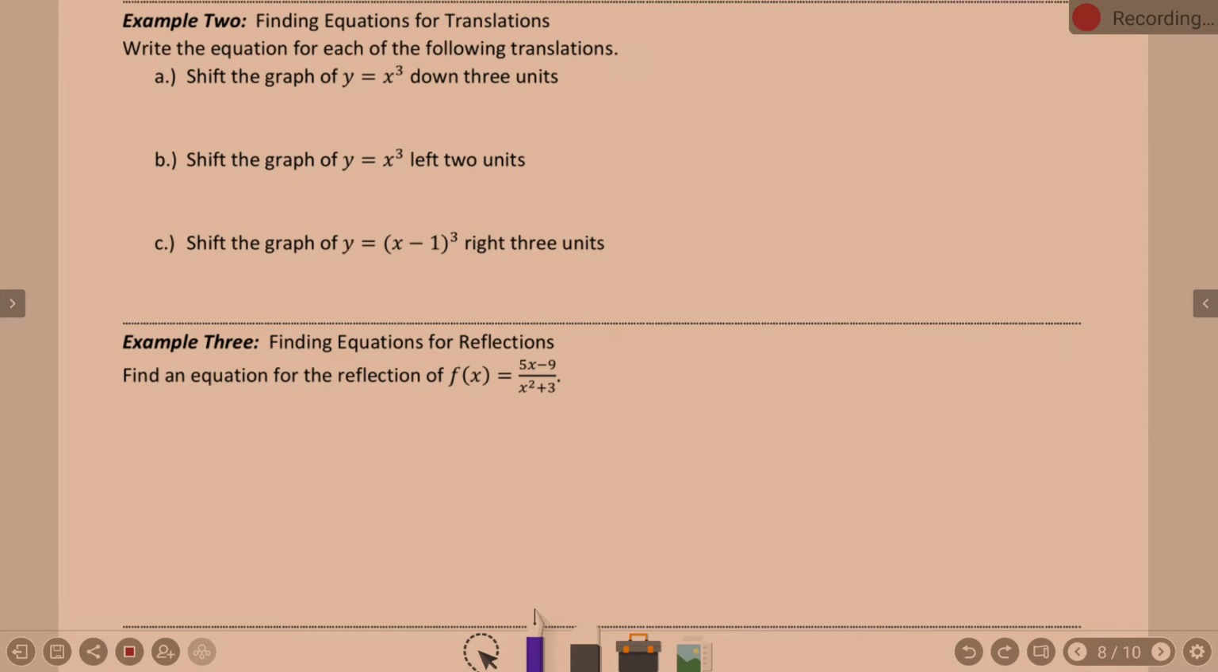So y equals x cubed. Okay. So they're telling us y equals x cubed. That's my base graph. They're telling me what to use. How do I show down 3? Up and down is just up or down, direction of the sign. Yes? So we're going to go minus 3. Easy enough? That one is, right? Okay, B.